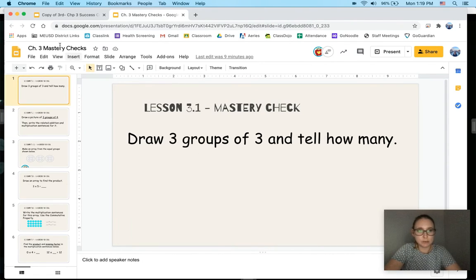And our mastery check for this one is draw 3 groups of 3 and tell how many. So on a whiteboard or a separate piece of paper, whatever your teacher is having you use, make sure that you draw 3 groups of 3 and tell how many. Okay, once you're done with that, make sure that you are either taking a picture of it for your teacher or doing whatever they want you to do to check that you are doing your work.